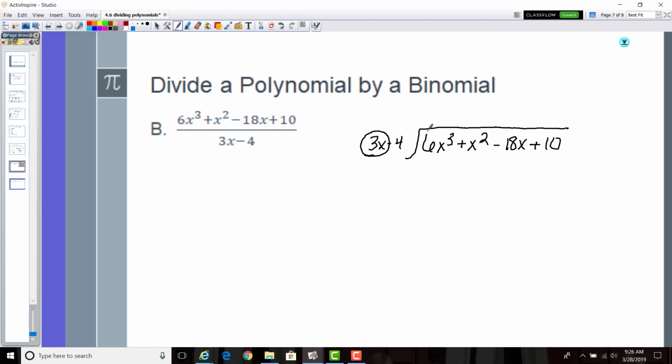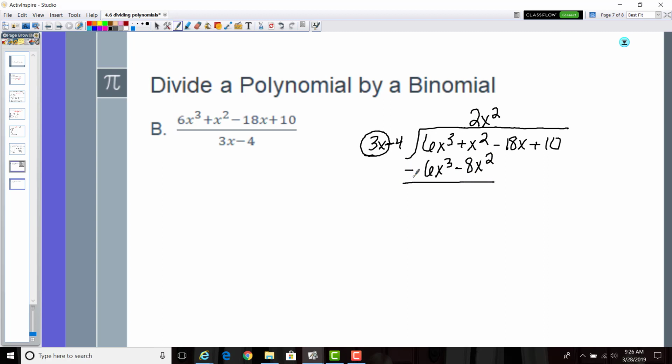So 3x times what gives us the term 6x cubed? Well, 3 times 2 gives us 6, and x times x squared gives us x cubed. Notice I put my answer right above the squared term. So 2x squared times 3x gives me 6x cubed. 2x squared times negative 4 gives me negative 8x squared.